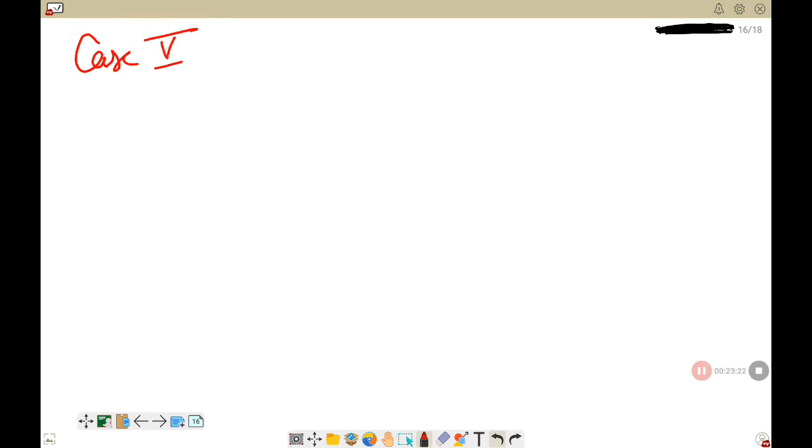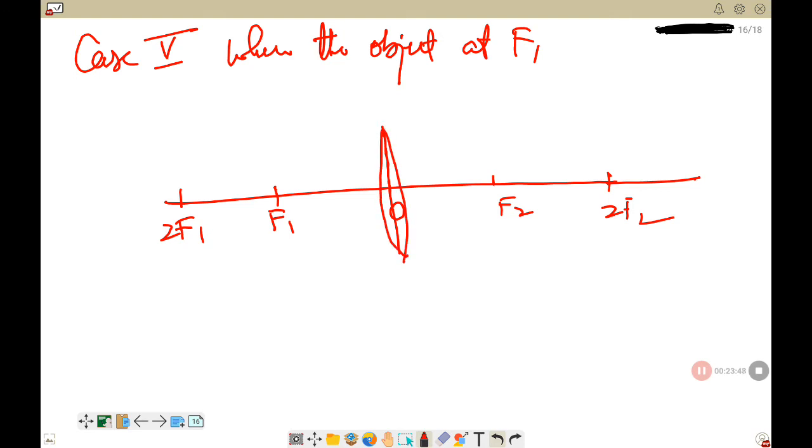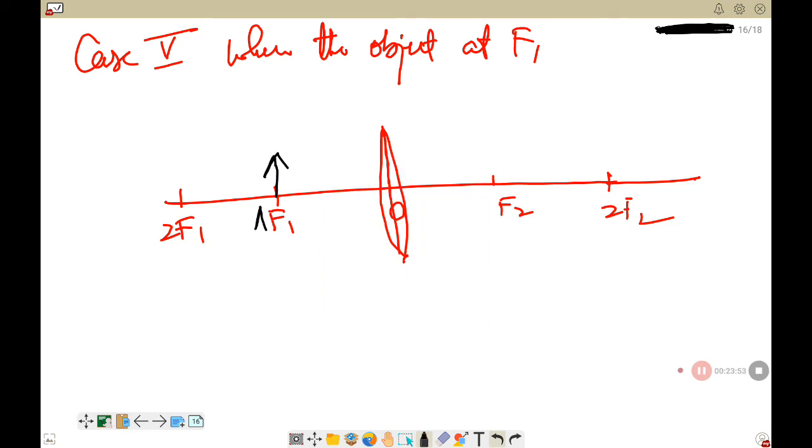Now let's go to case 5. Now we are nearing the lens, isn't it? Now we'll keep the object at f1. For this, let me draw the lens. I have 2f1, here I have f1, then O, here I have f2, then twice of f2. This is the point where I will draw my lens. I am now keeping my object here. So AB is my object.